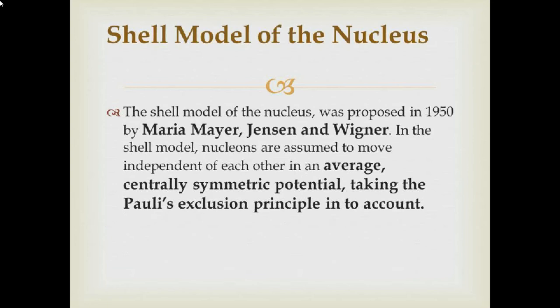Let us see the shell model of the nucleus. The shell model of the nucleus was proposed in 1950 by Maria Mayer, Jensen and Wigner. These are the names of the three scientists. Remember these names from MCQ point of view. In the shell model, nucleons are assumed to move independent of each other in an average centrally symmetric potential, taking Pauli's exclusion principle into account. Here they follow the Pauli's exclusion principle.